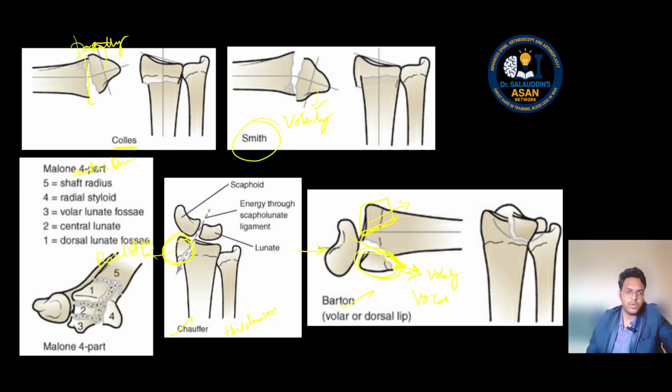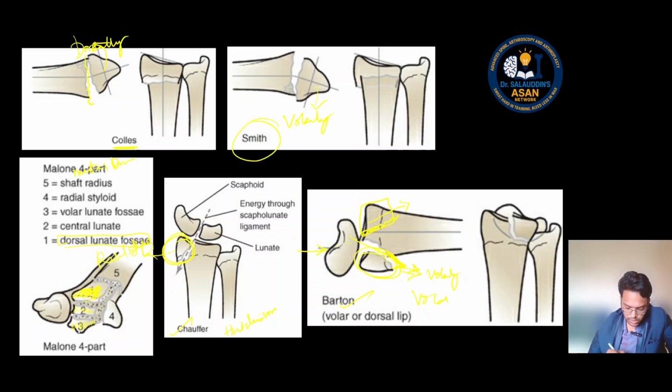Finally, the Melone classification, where Melone has 4 parts. That is, first is the dorsal lunate fossa. The dorsal side, this is the lunate fossa. This is the first part. Second is the central lunate fossa. Third is the volar lunate fossa.